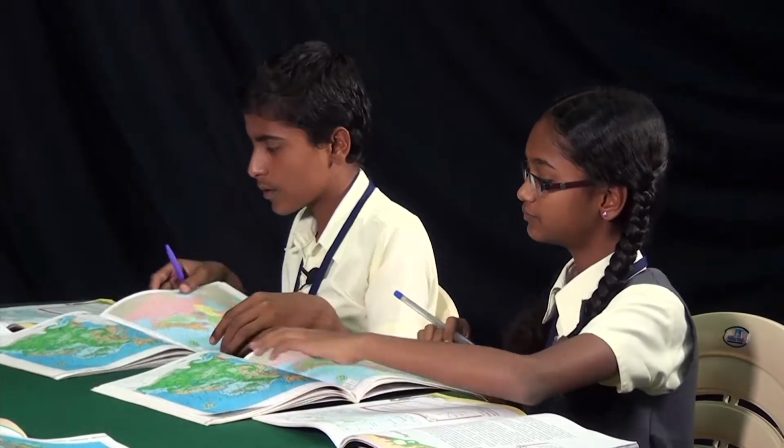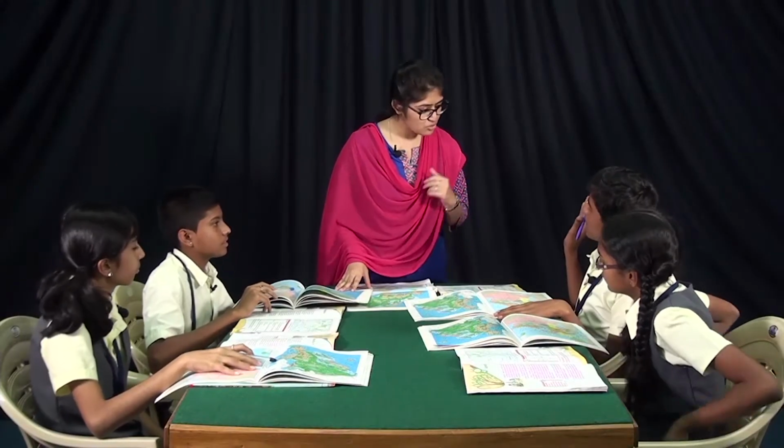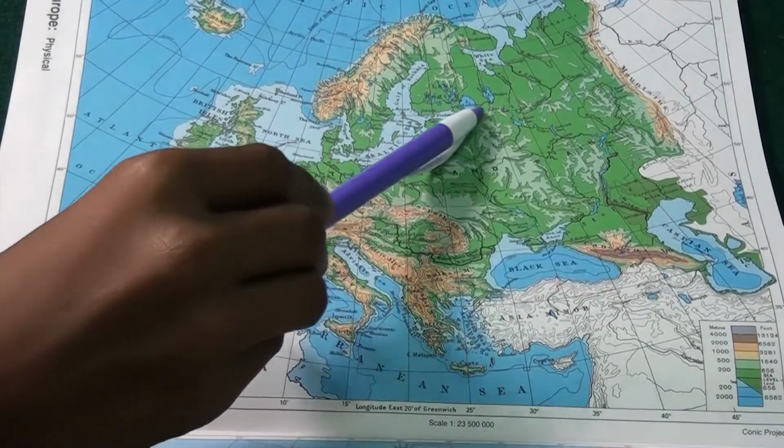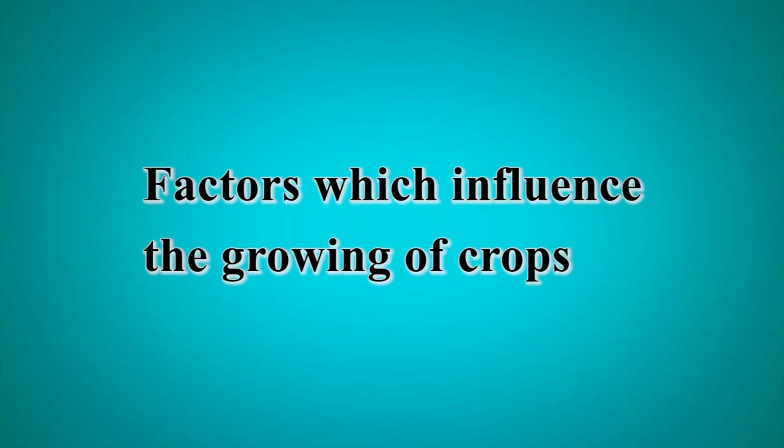Friends, you know that maps are important tools in learning social sciences, especially geography. Shall we now view another video wherein the teacher uses maps to help learners to construct their knowledge? It is a lesson on the factors which influence the growing of crops. Observe the role of the teacher in optimizing the learner participation in the process of learning. Let us view the video.